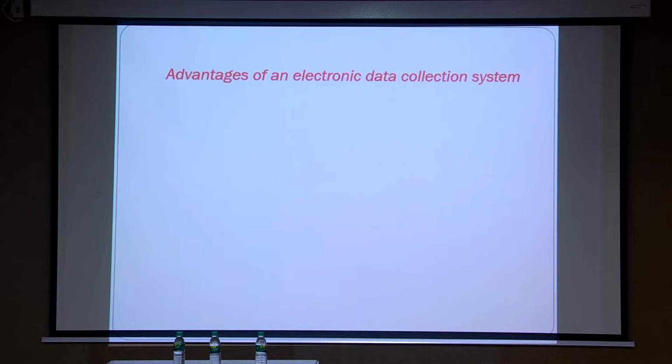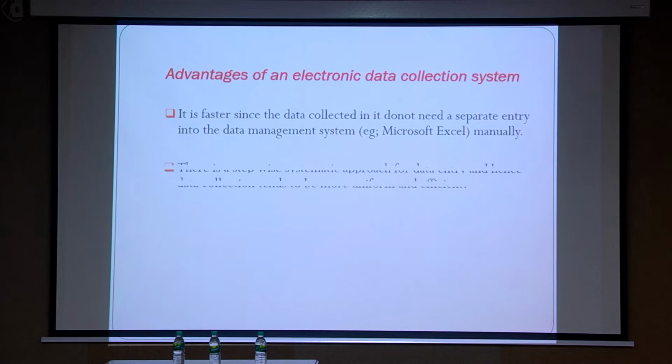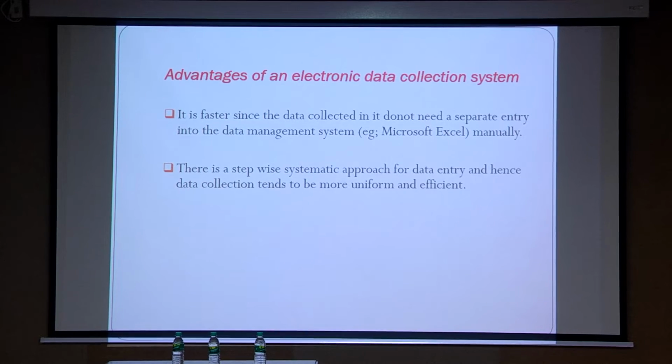So, what are the advantages of an electronic data collection system? It is faster since the data collected in the system does not need a separate manual entry. It can be directly downloaded as an Excel sheet at the end. Second, there's a stepwise systematic approach for data entry. You would have seen in electronic case report form, the questions appear in the mobile one after the other. That means there is going to be a systematic way of data entry, and hence it's going to be more uniform and efficient.